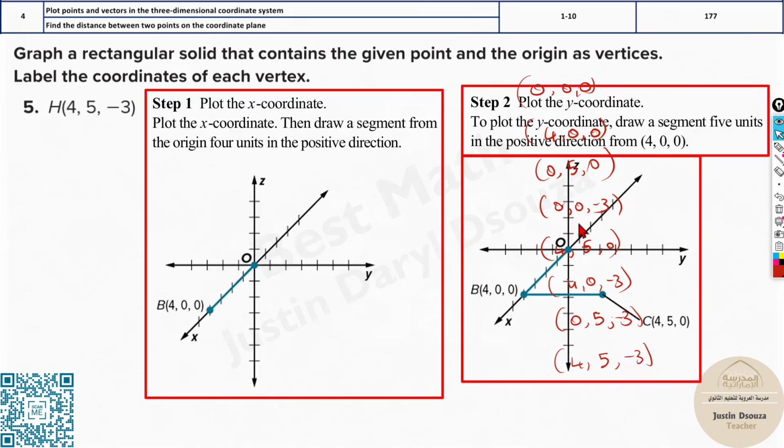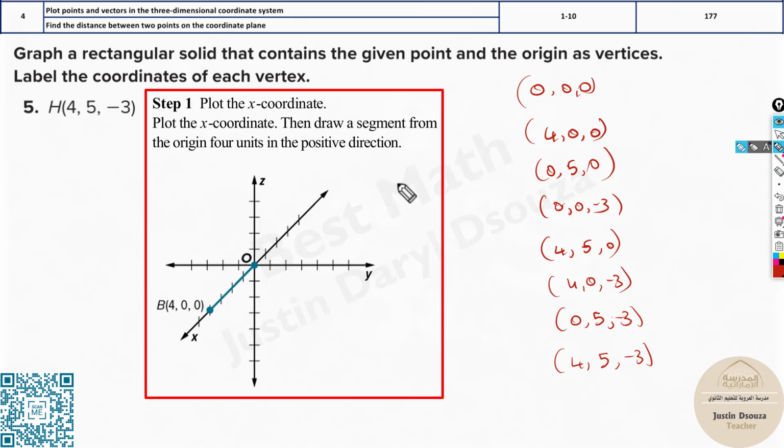And okay, we did not graph it. So let's quickly graph it. Here 4 is 1, 2, 3, 4. And what about y? Y is 5. 1, 2, 3, 4, 5. Yes, this is the point. And then what is the z value? Minus 3. It's going down. 1, 2, 3 over here.